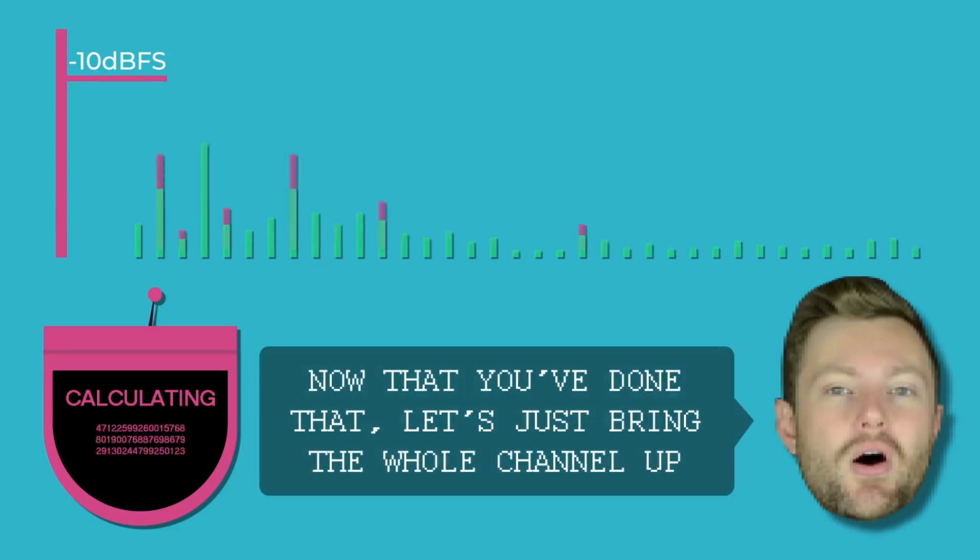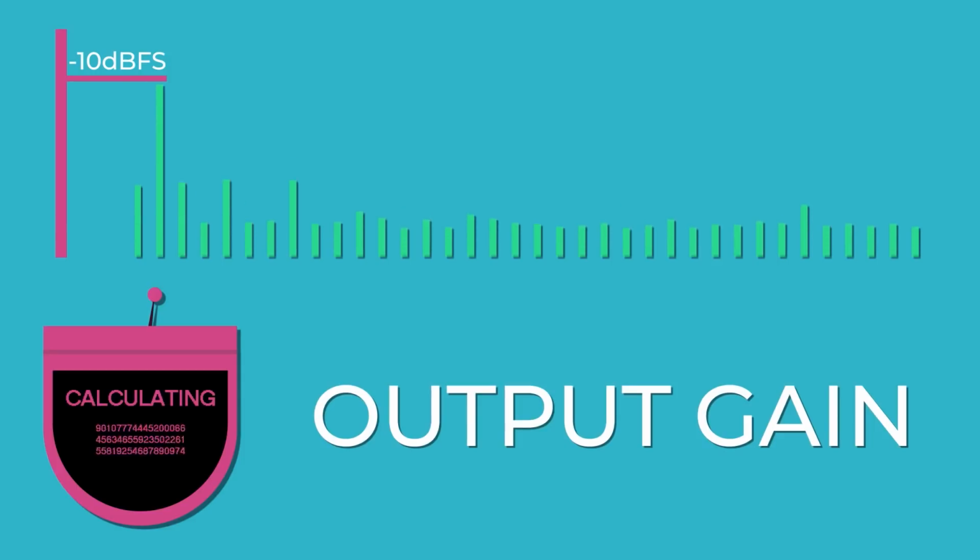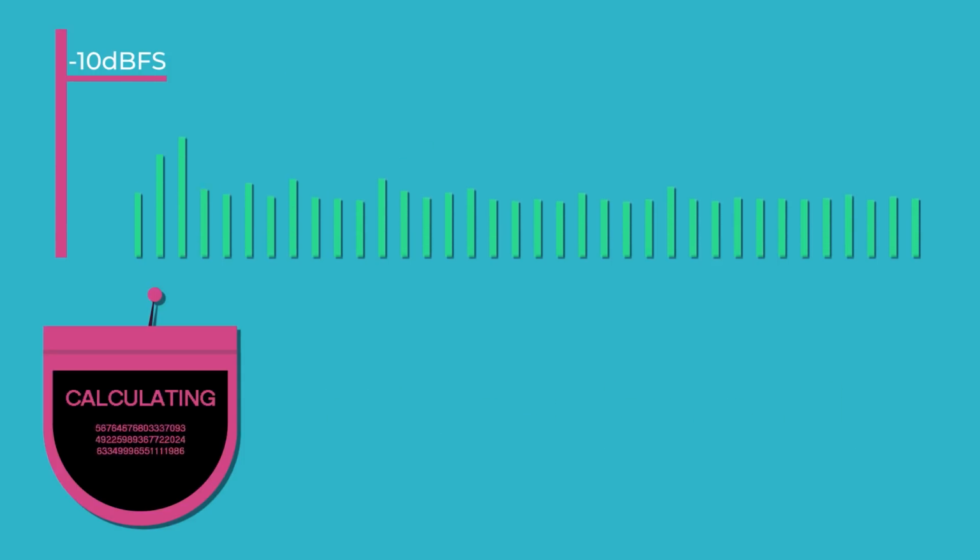And then we can say, well, now that you've done that, let's just bring the whole channel up. And that's your output gain. So now the loudest notes have got quieter and we turn the whole channel up. So now all the quieter notes are louder in comparison to where they were before. The loud notes come down and then everything comes up. That's how compression works.